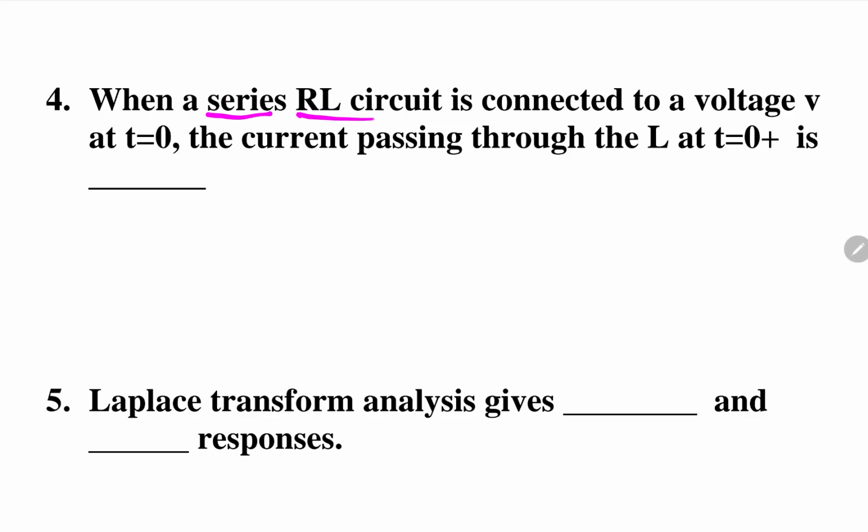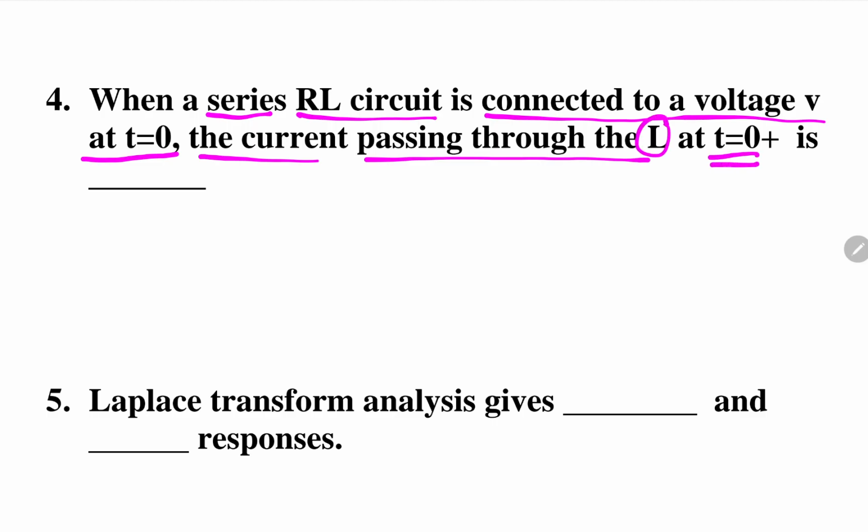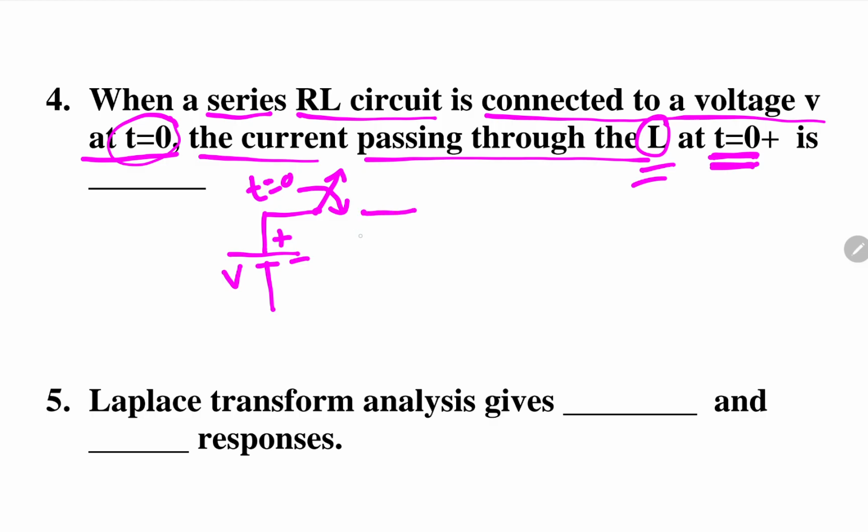Fourth question, when a series RL circuit is connected to a voltage source V at t is equal to 0, then what is the current passing through the inductor at t is equal to 0 plus? At t is equal to 0, the voltage source is connected. Immediately after switching operation, what is the current through the inductor we need to find. Let us say this is a power supply and this power supply voltage V. Initially the switch was in the open condition. At t is equal to 0, the switch is going to be closed.